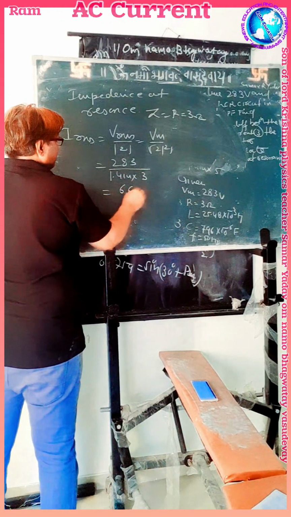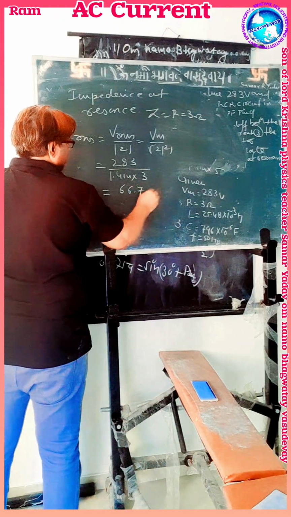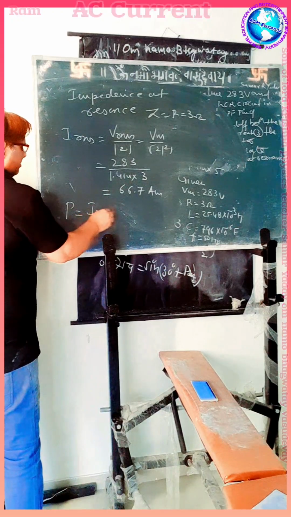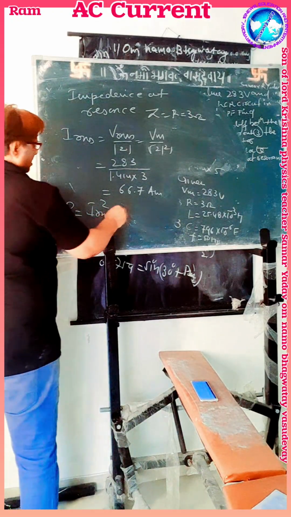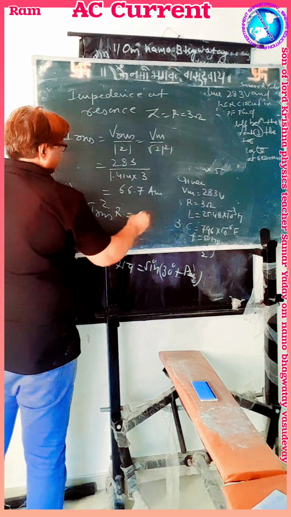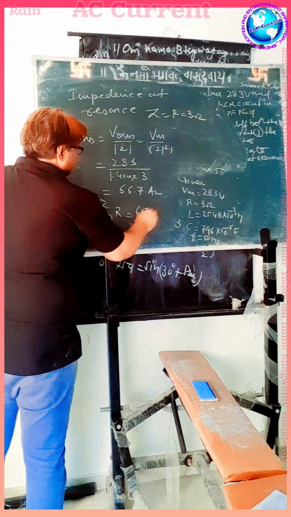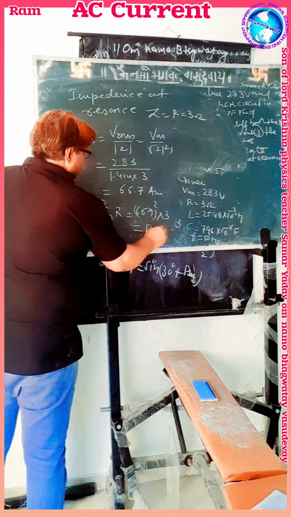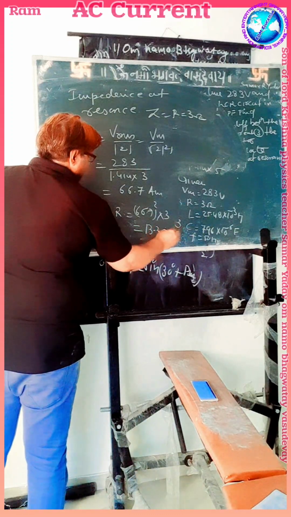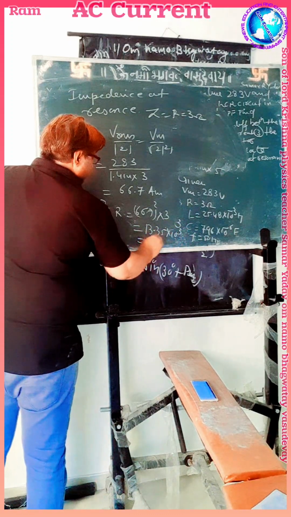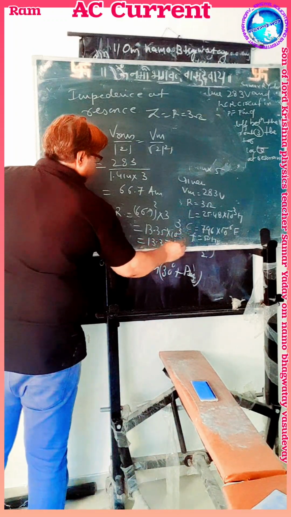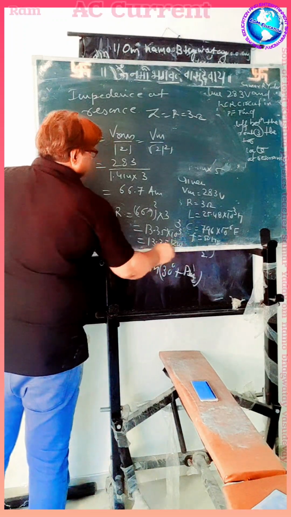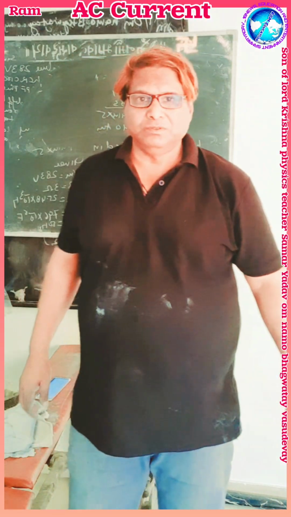Simplifying, we will get 66.7 ampere. After that, the power dissipated P is equal to I RMS square into R. We know that I RMS is 66.7, whole square, into R, which is 3. Solving this, we will get 13350, that is 13.35 into 10 to the power 3, which is 13.35 kilowatt. So this is the way to solve this numerical.